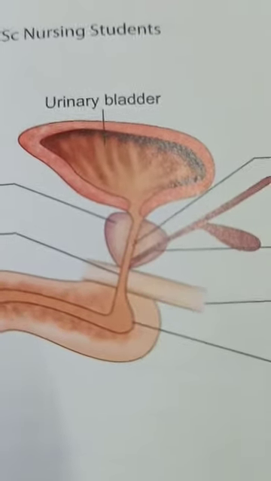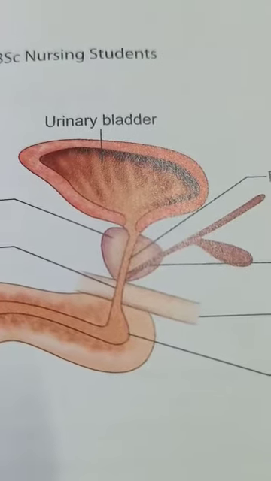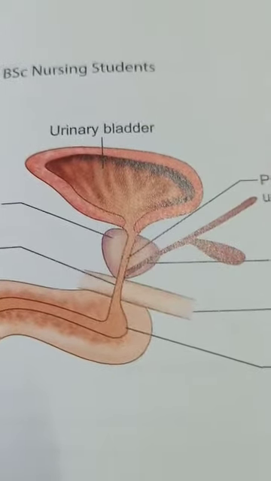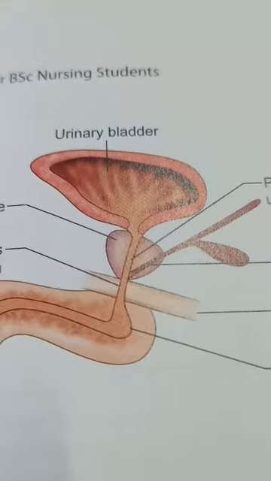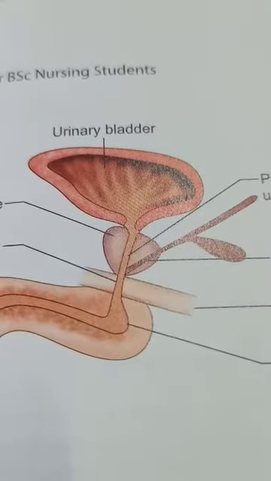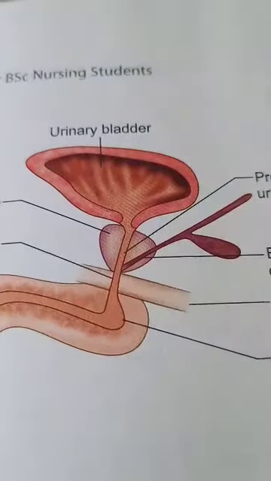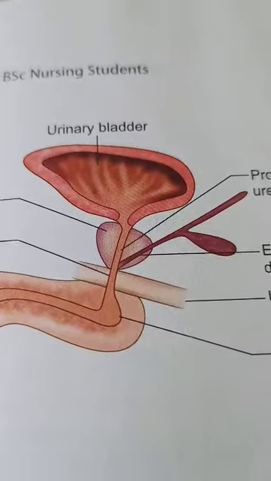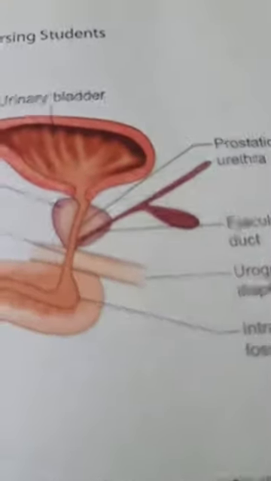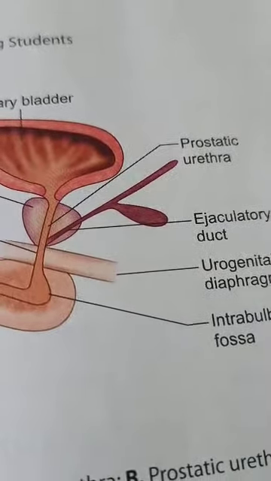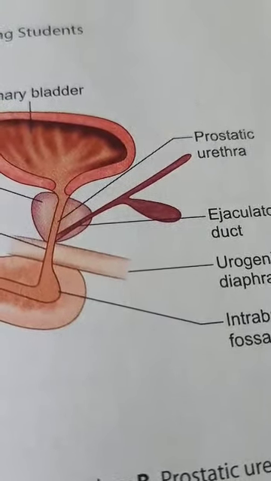Then comes the blood supply and nerve supply. The male urethra is supplied by the urethral artery, a branch of the internal pudendal artery, and also it is supplied by the dorsal penile artery. And venous drainage passes through the dorsal vein of the penis. Then it drains into the prostatic venous plexus and finally into the internal iliac veins. Then lymphatic drainage is into the deep inguinal lymph nodes and internal iliac lymph nodes.